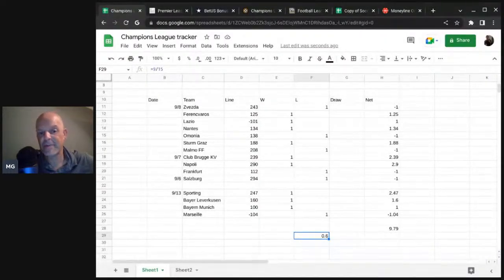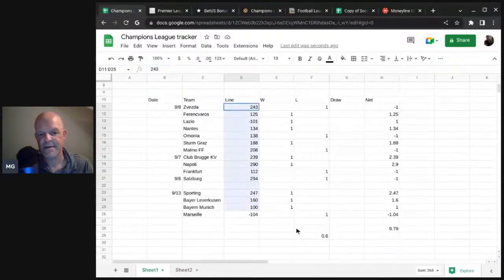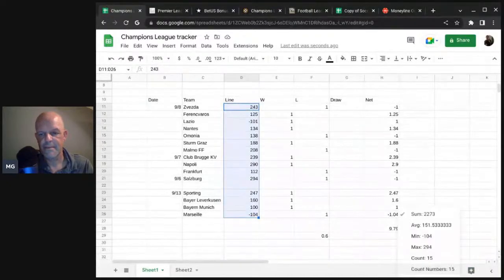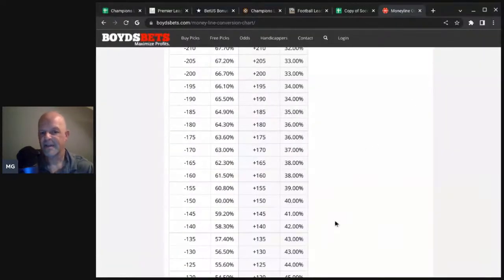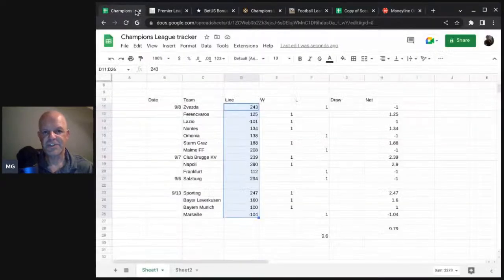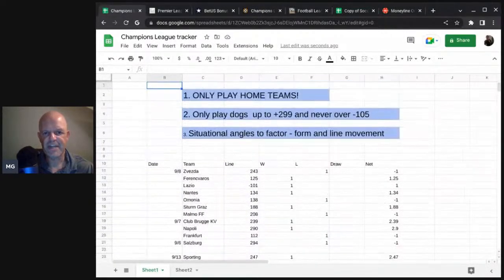But again, you would still be profitable because the average money line, let's add it up, see what it is now. Okay, it came down some, all the way down to plus 151. But still, if your average line is plus 151, again, 40% break-even point, you can cash 50% and make a nice profit.